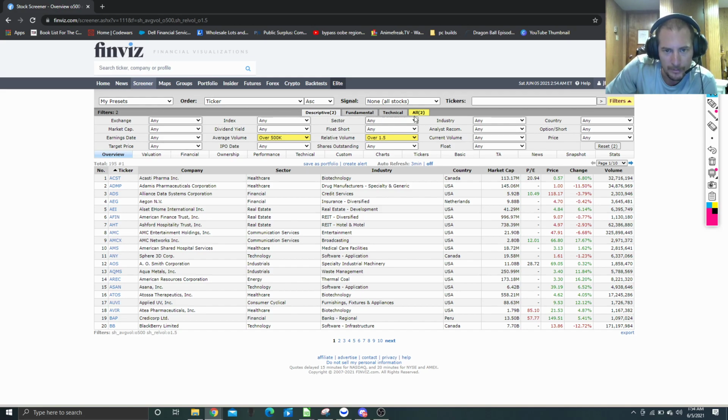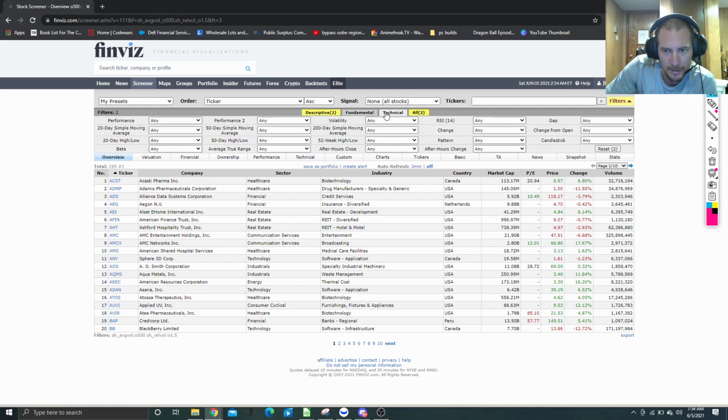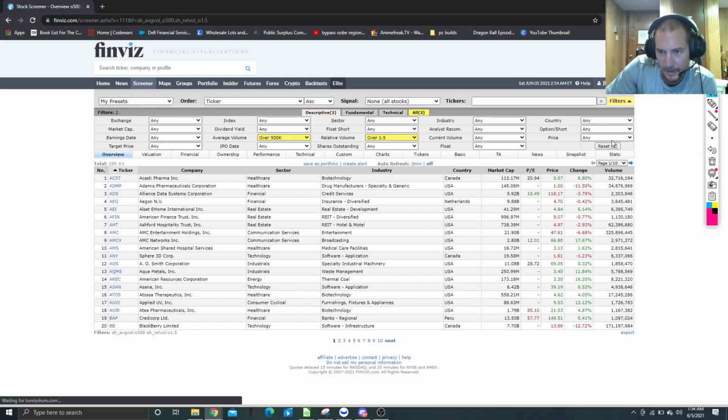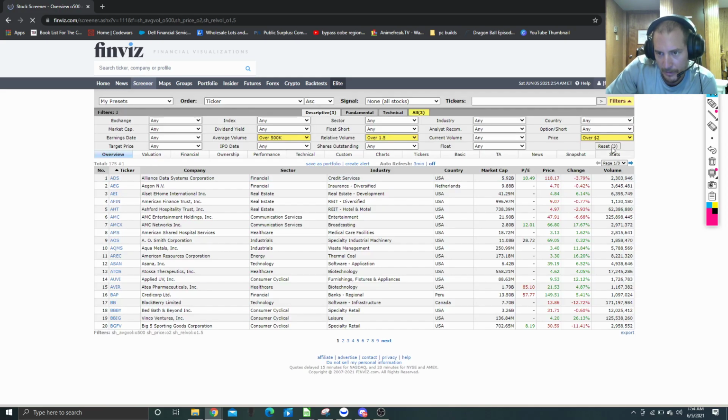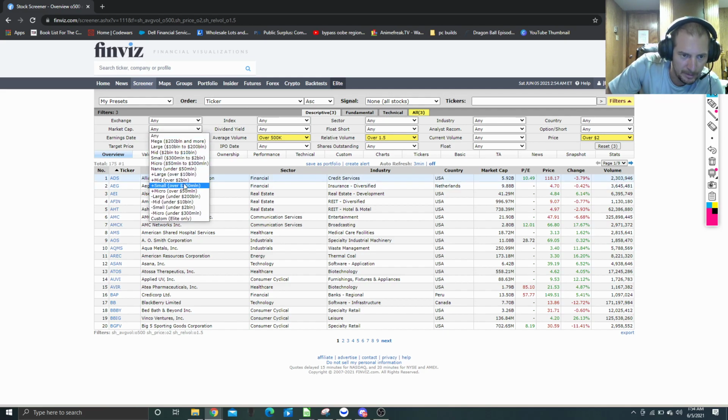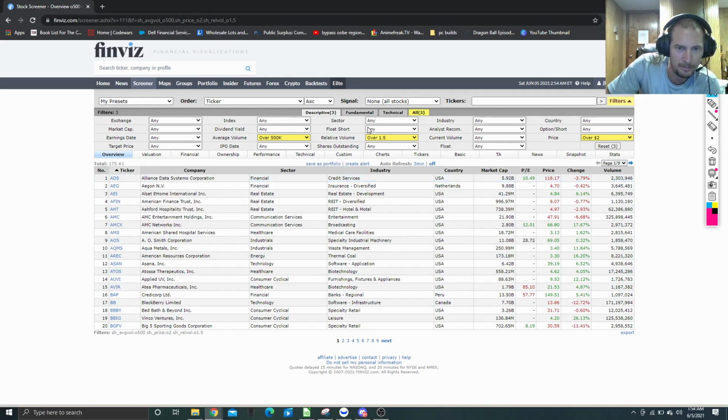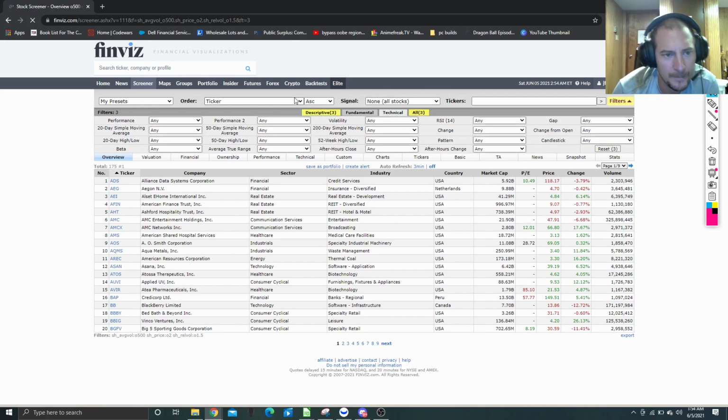Then we'll go over to our technical tab here. Oh, I'm sorry, I forgot price. I don't want to trade anything under $2. So I'm going to just click this over $2 tab here. And if you only want to trade mid caps and above, you can click this over 2 billion mid cap, but I'm just going to leave that blank. All right, cool. So now we'll click on the technical tab here, and we will go to performance.